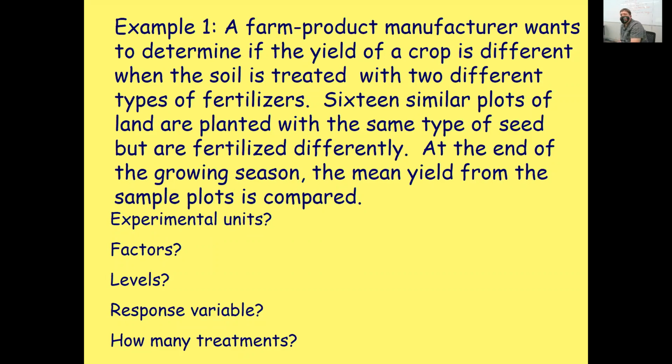All right, we have a farm product manufacturer that wants to determine if the yield of a crop is different when the soil is treated with 2 different types of fertilizer. Legitimate question. 16 similar plots of land are planted with the same type of seed, but are fertilized differently. At the end of the growing season, the average crop yield from the plots is going to be compared. So what am I doing my test on? What are my victims here? The soil. Very good, sir.